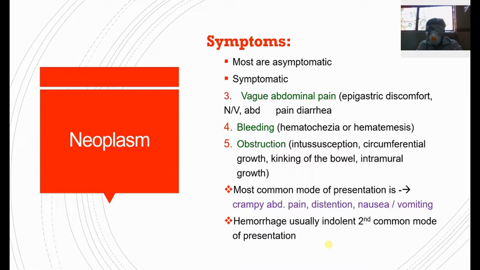So symptoms are generally those which occur with every condition of the small intestine, but mostly these are asymptomatic. They consist of vague abdominal pain like epigastric discomfort, abdominal pain, nausea, vomiting, diarrhea. All these conditions are non-specific.